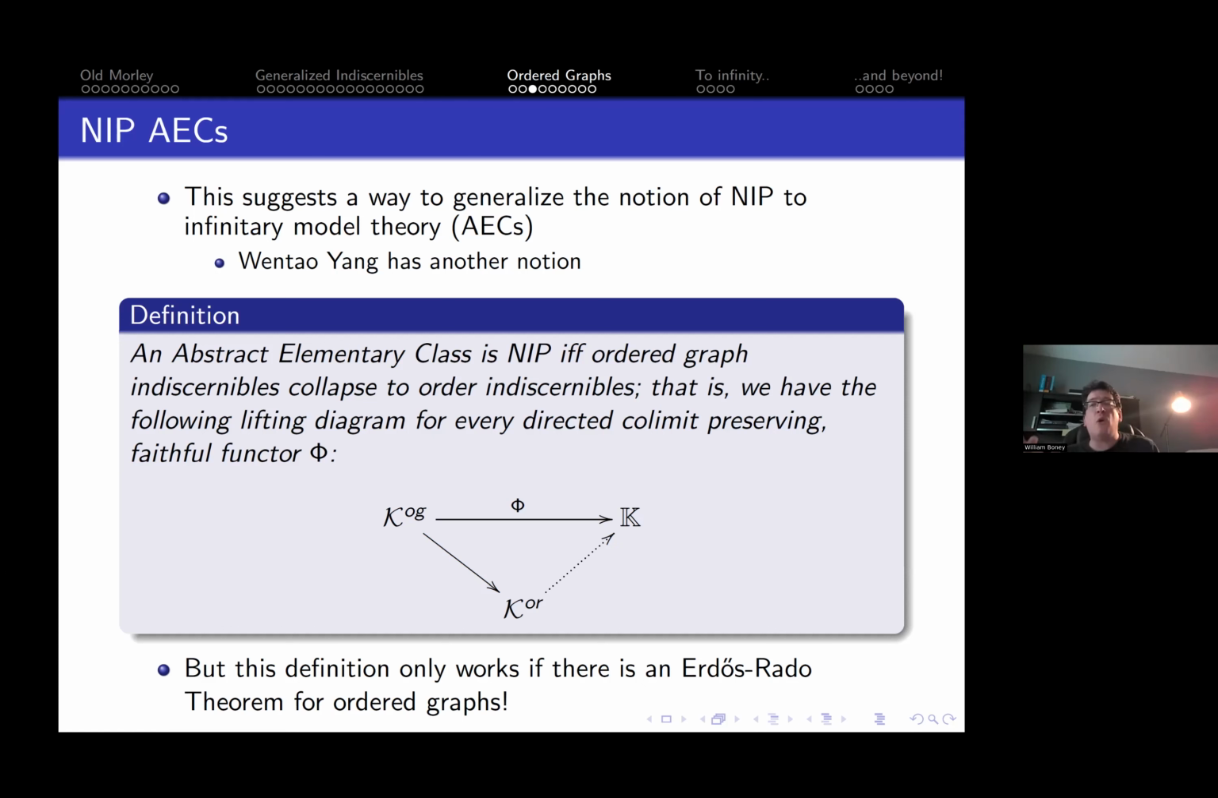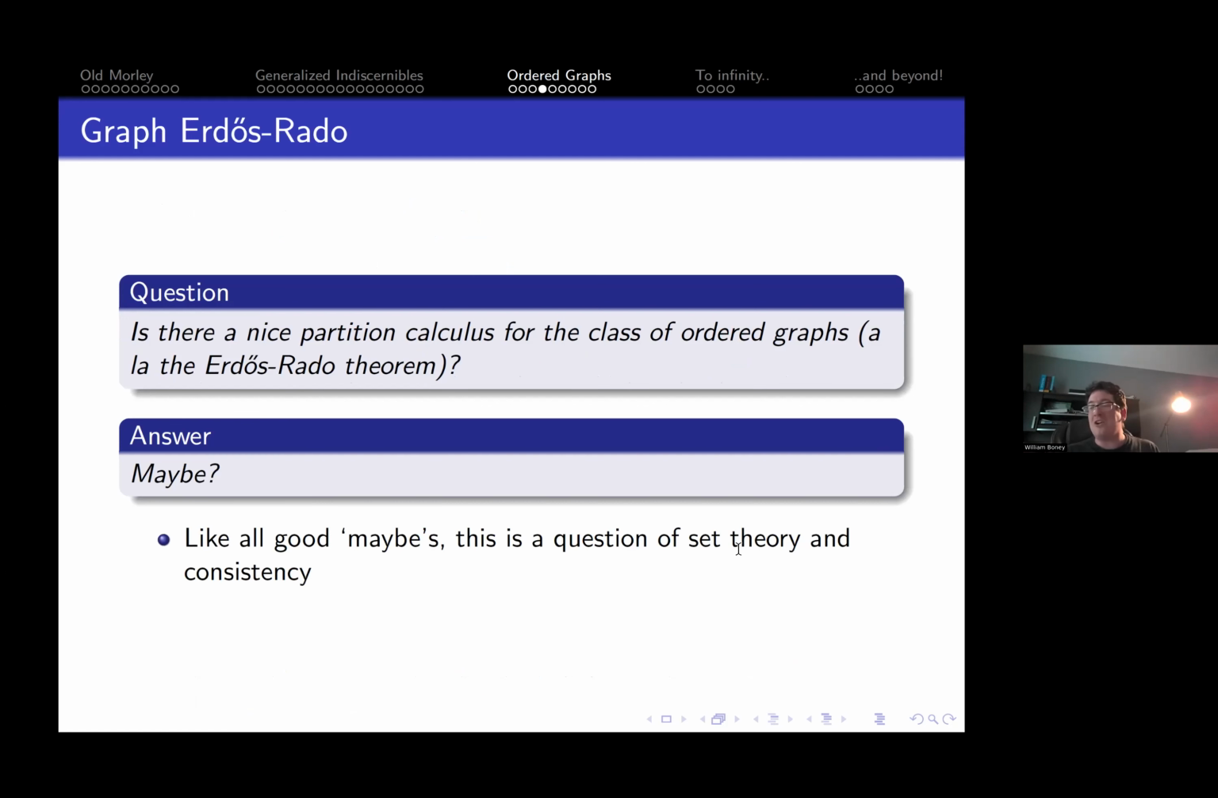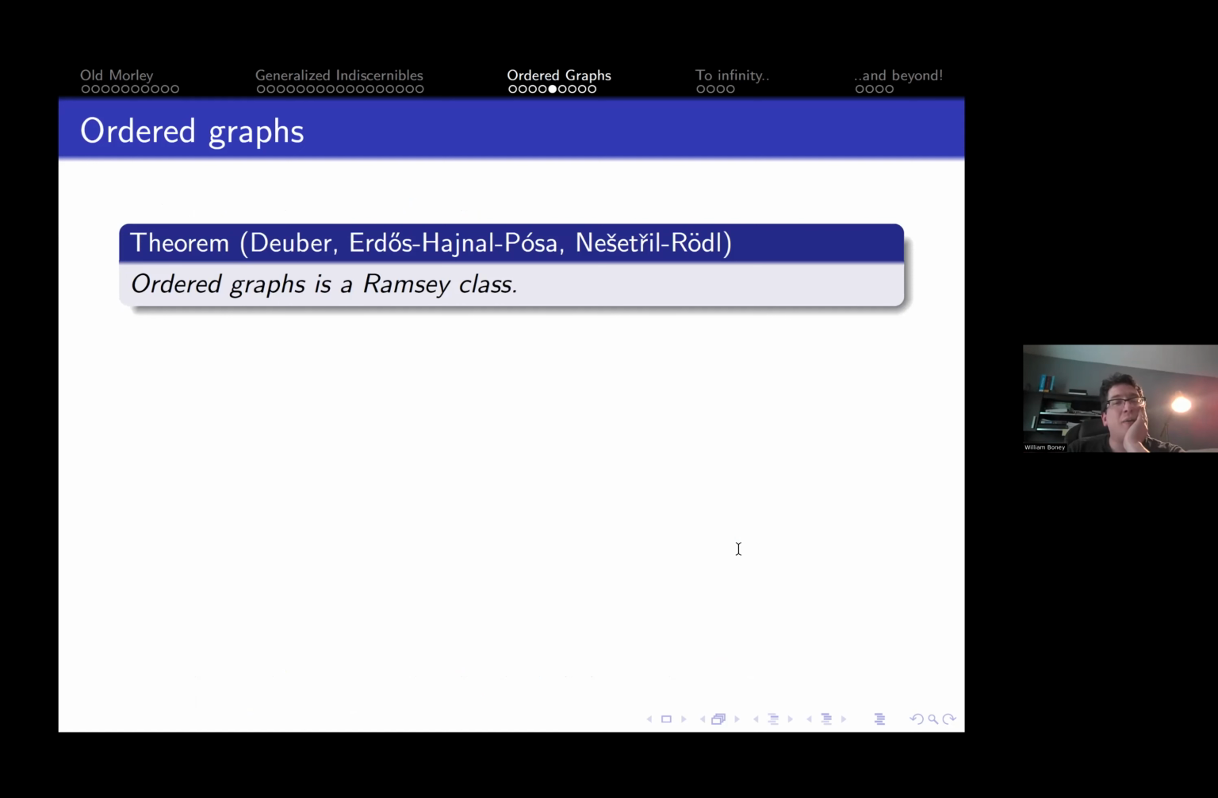But yeah, so we need to know if there are ordered graph indiscernibles. So we've reduced this to another question. Is there a partition calculus for the class of ordered graphs, some kind of Erdős-Rado theorem? And the answer is maybe. And like all good maybes, it has to do with set theory and consistency. So it's the history. A bunch of different people proved essentially that ordered graphs are a Ramsey class, but that's great for first order model theorists, but not enough for me.